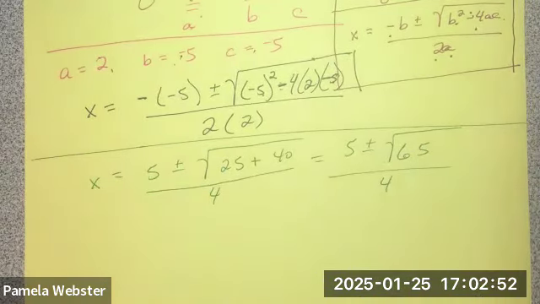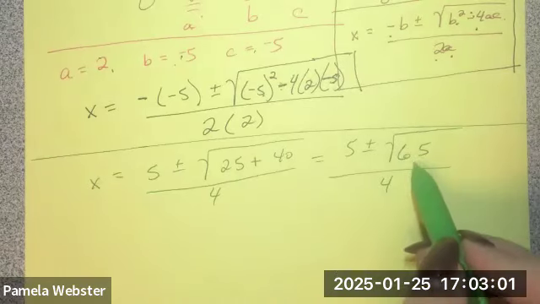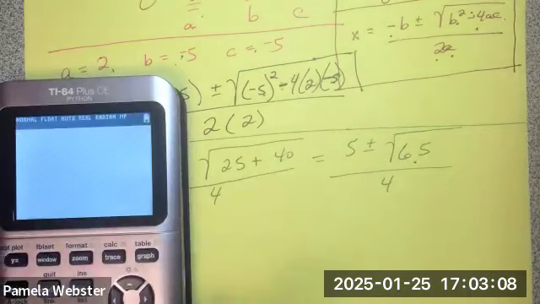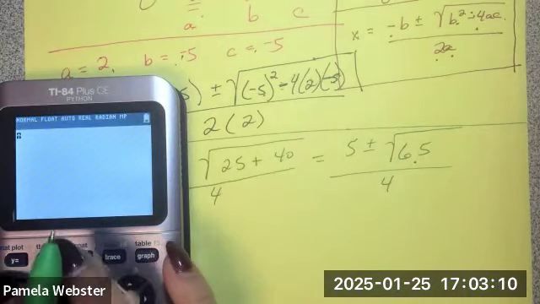There's a little bit of a problem because the square root of 65 is not a pretty number. If it was the square root of 64, that would be 8. But it's not, it's the square root of 65.